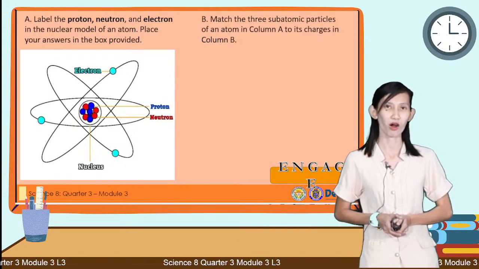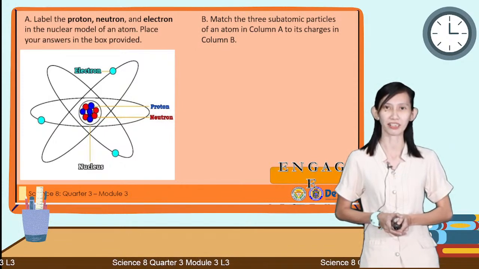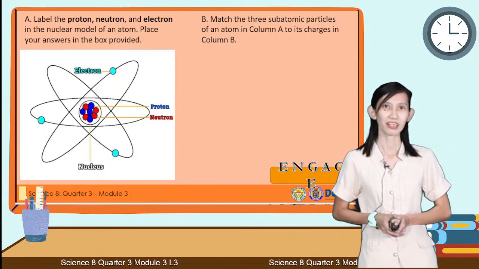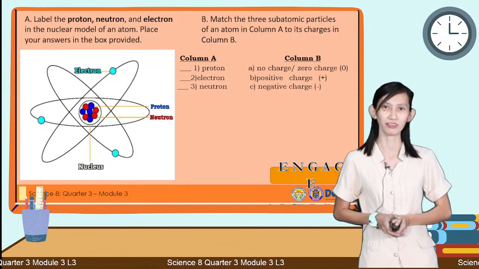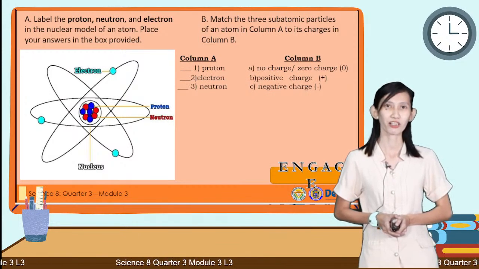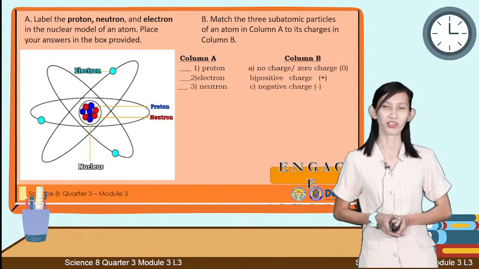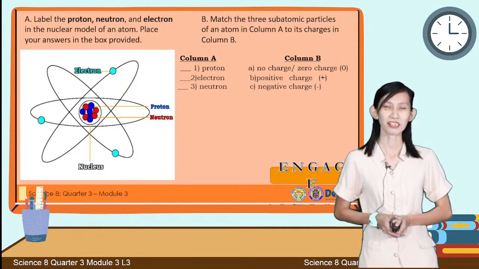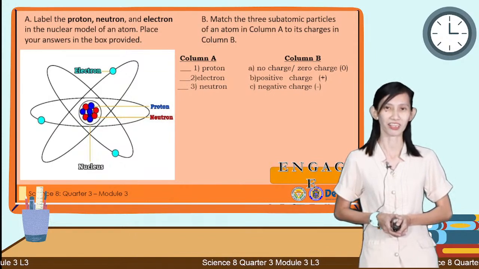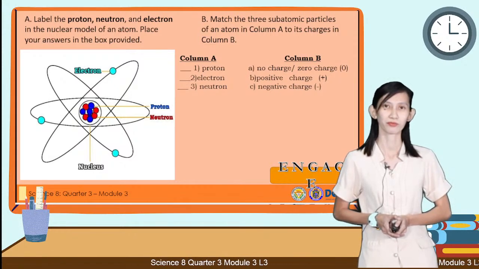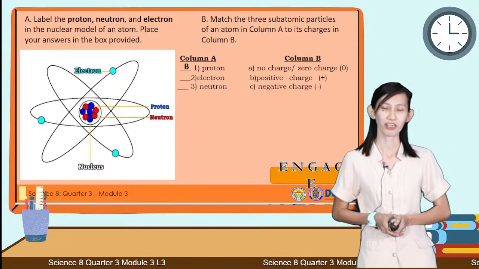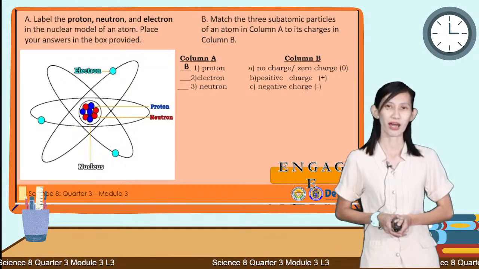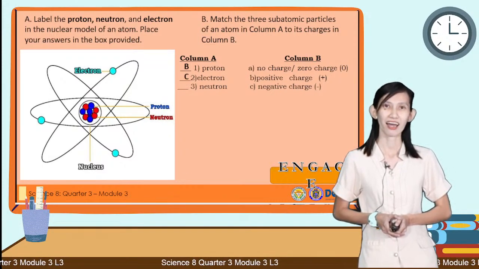Next, you are going to match the 3 subatomic particles of an atom in column A to its charges in column B. For column A, we have proton, electron, and neutron. For column B, A, no charge or zero charge, B, positive charge, C, negative charge. I'll give you 5 seconds to think of the answer. Okay, let's answer. For number 1, the answer is positive charge. Next, electron.